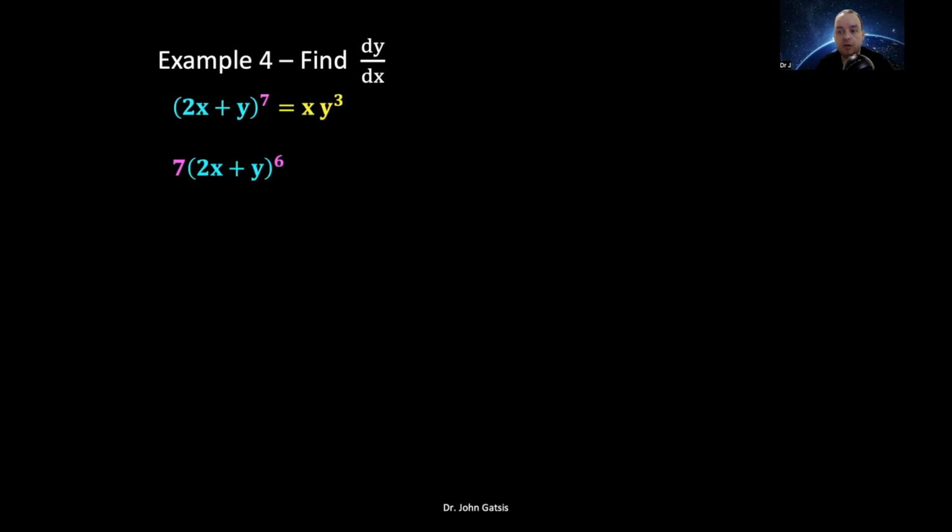So we need to do the derivative of 2x plus y. This becomes 2 for the derivative of 2x, and the derivative of y is 1 dy dx. You always put that dy dx. Or in other words, the derivative of y is literally dy dx.